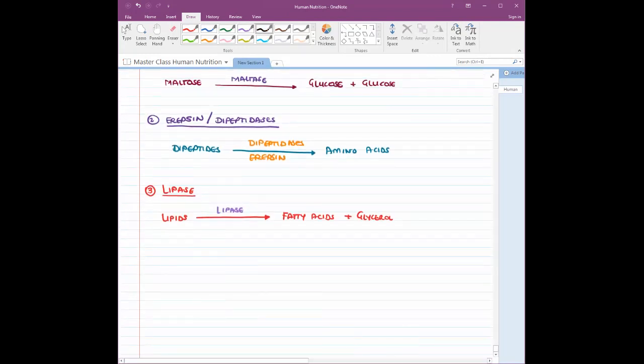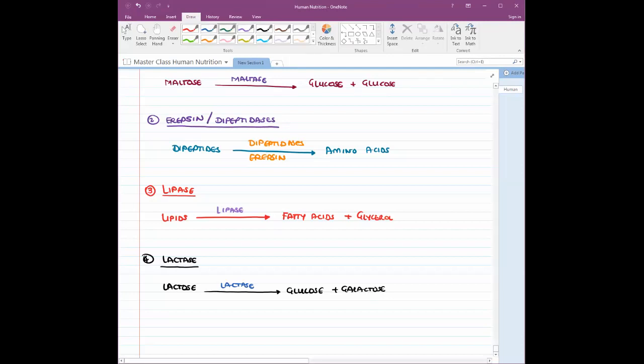The next L is for your lactase. Once again, guys, this is going to work on what? It is going to work on lactose. So lactose in the presence of lactase enzyme, what is this going to break the lactose down into? Very simple. This is going to break it down into glucose plus galactose. Glucose plus galactose. That's it.